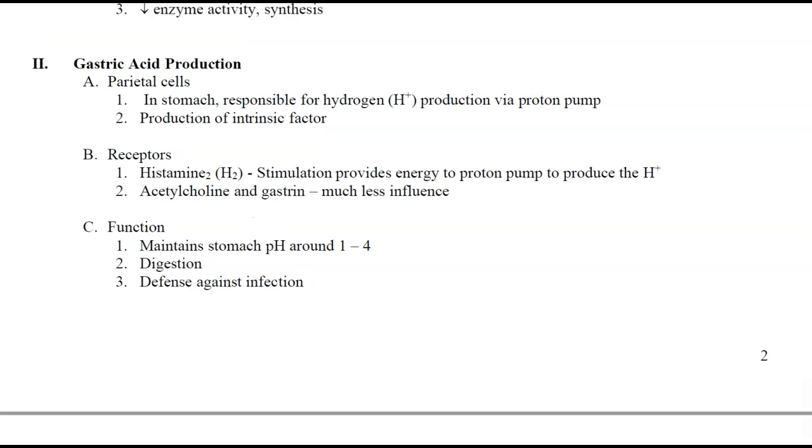All right, so function, right? It is very important in this organ to maintain the stomach pH around 1 to 4. So as you can see, it is very acidic. And again, as mentioned earlier, one of the functions of the GI tract or the stomach itself is digestion. And lastly, because of the hydrochloric acid, it also aids in the defense against infection, right? Because of that very acidic environment.